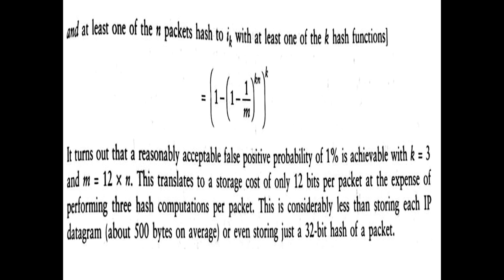So it turns out that a reasonably acceptable false positive probability of 1% is achievable with k equal to 3 and m equal to 12n. This translates to a storage cost of only 12 bits per packet at the expense of performing 3 hash computations per packet. So this is considerably less than storing each IP datagram, about 500 bytes on average, or even storing just a 32-bit hash of the packet.